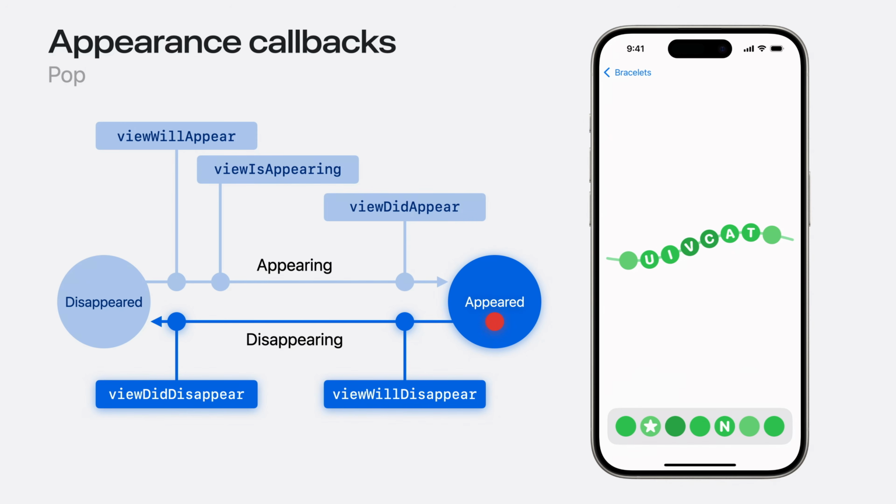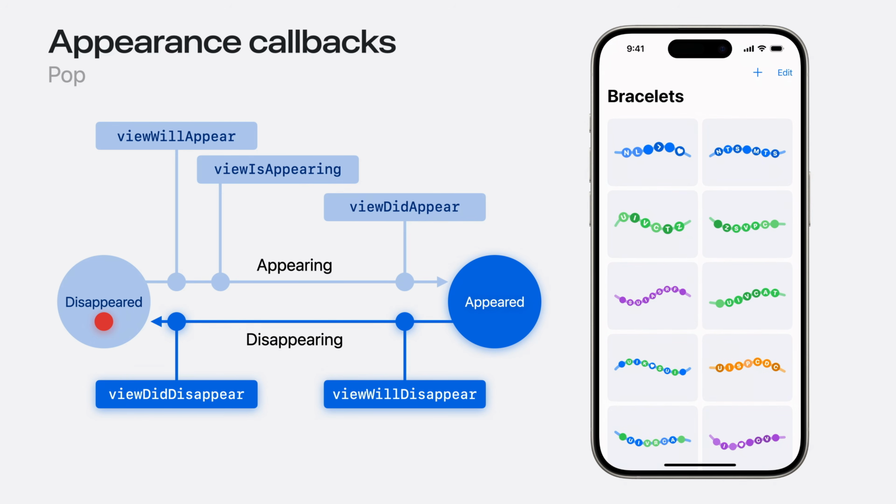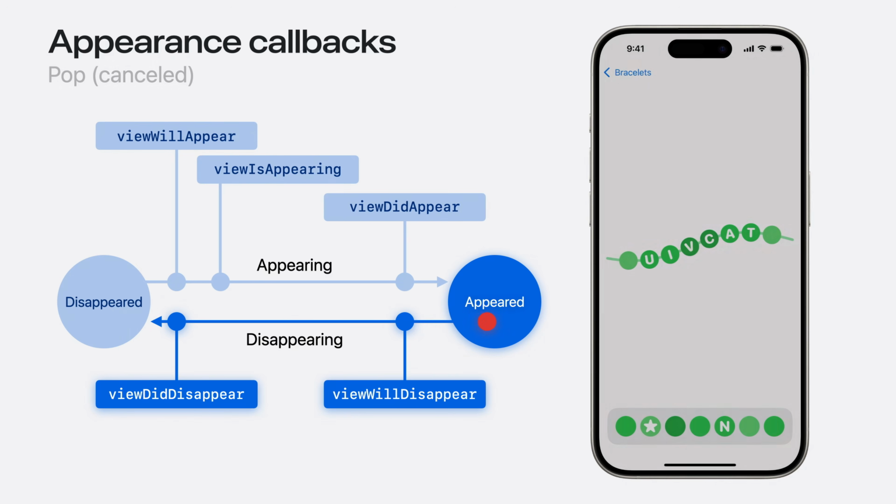Similarly, if a pop runs to completion, the editor moves through the disappearing state during the transition, and then ends back in the disappeared state. This is true whether the pop was initiated from tapping the back button or an interactive swipe. Now rewind, because I want to review how the canceled pop works as well.